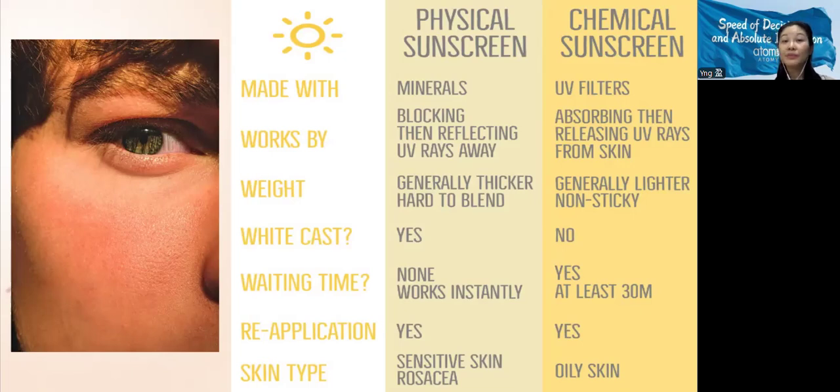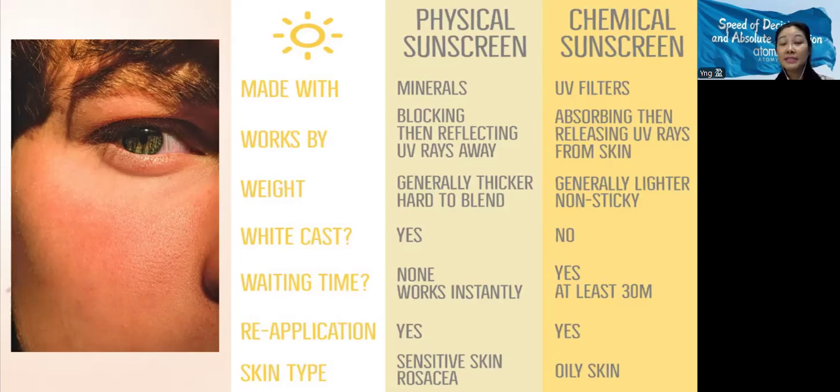And the waiting time, physical sunscreen works instantly. We can apply and then there we go, out. Whereas for chemical sunscreen, we do need to wait for about 30 minutes after application before we expose our skin to the sun. For both cases, we need reapplication.